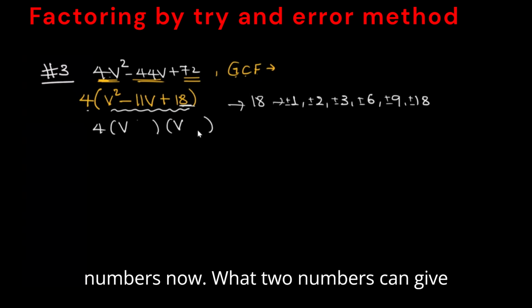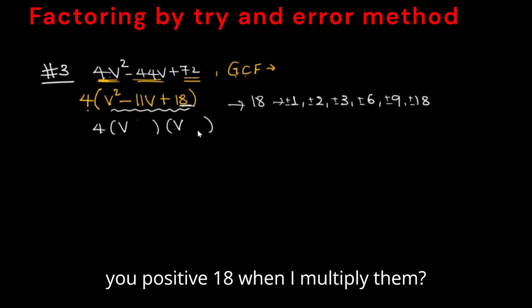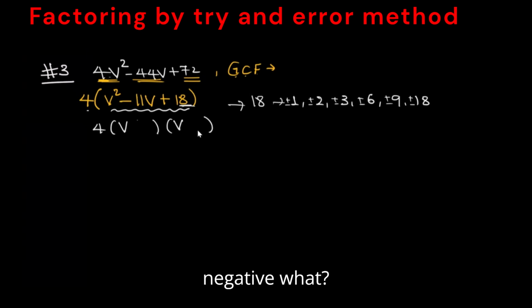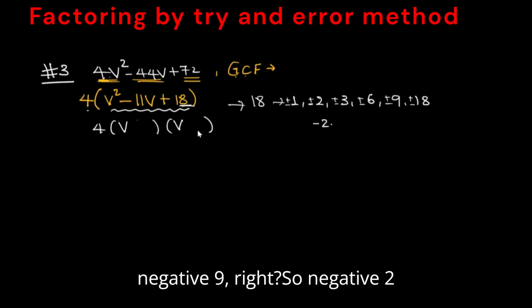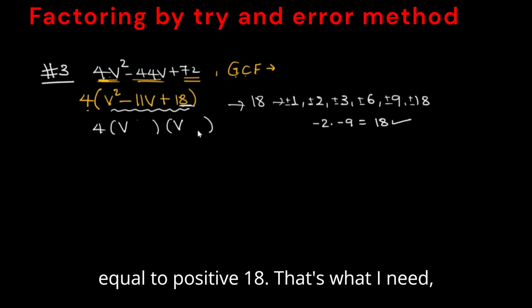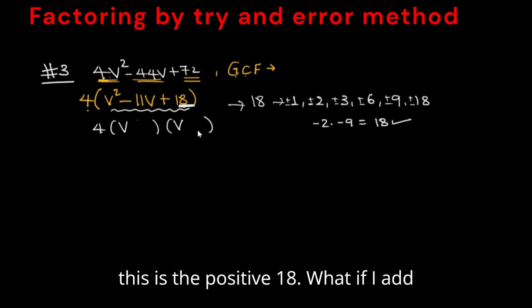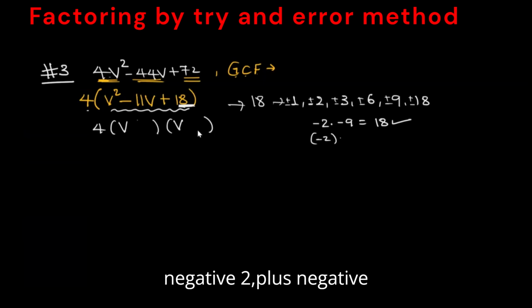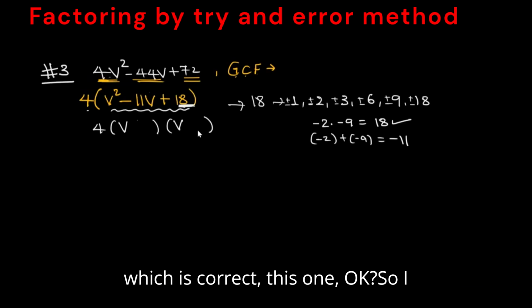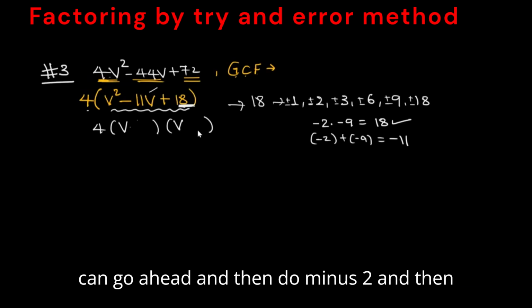Check the numbers now. What two numbers can give you positive 18 when I multiply them? Well, negative what? Negative 2 and negative 9, right? So negative 2 times negative 9 is equal to positive 18. That's what I need. What if I add them together? Negative 2 plus negative 9 is negative 11, which is correct. So I can go ahead and then do minus 2 and then minus 9.